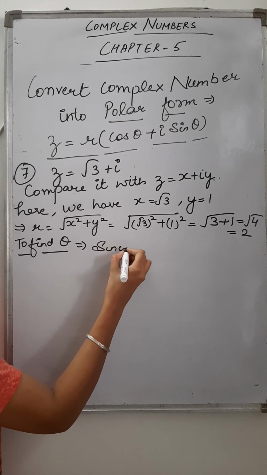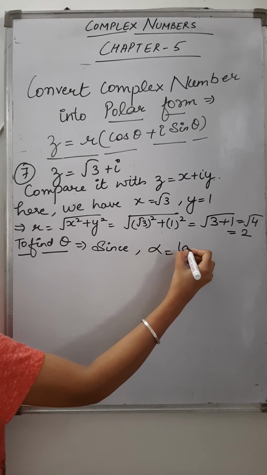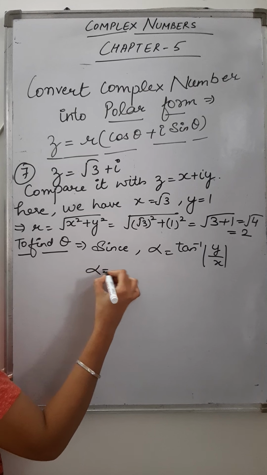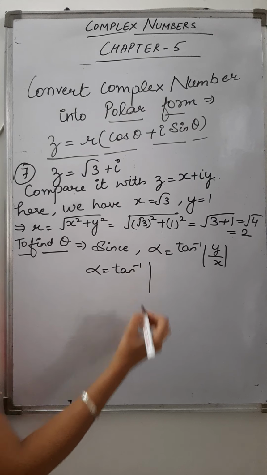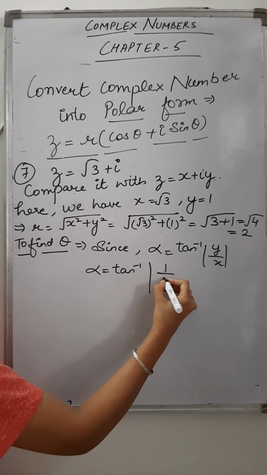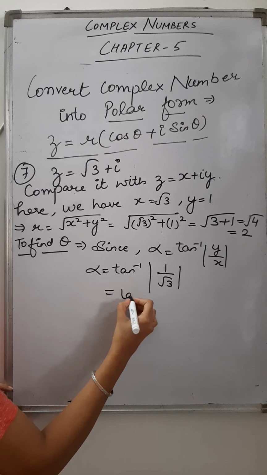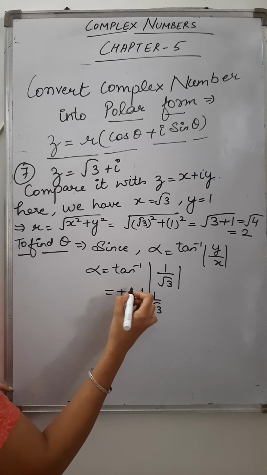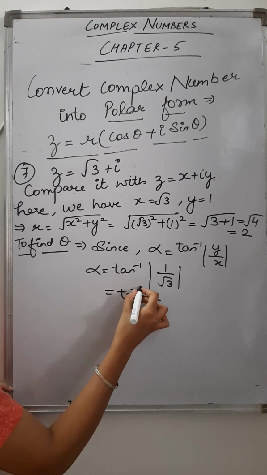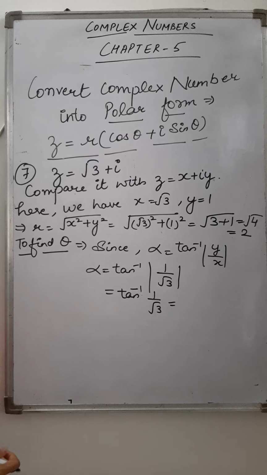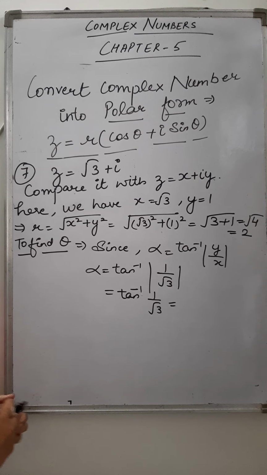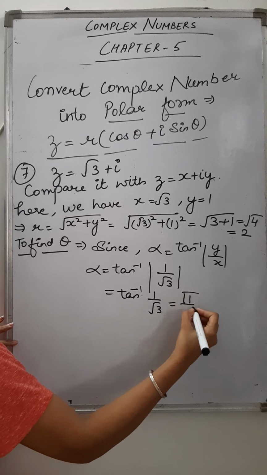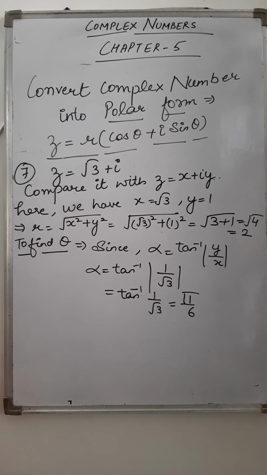Since alpha is equal to tan inverse of y upon modulus x, alpha is equal to tan inverse of y, where y is 1 and x is under root 3. Already both are positive. So tan inverse of 1 upon root 3. Tan of which angle gives the value 1 by root 3? This is 30 degrees, and 30 degrees in radian form is pi by 6.